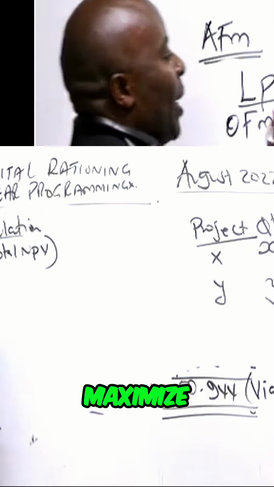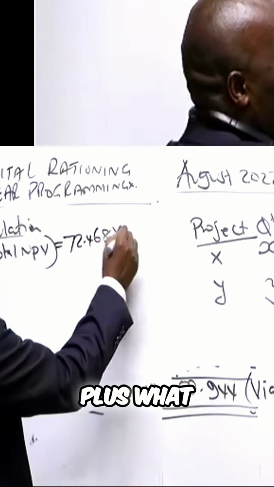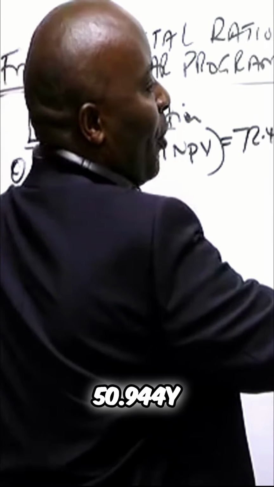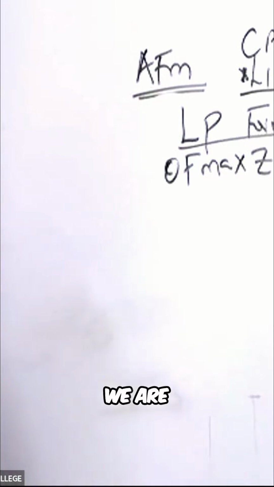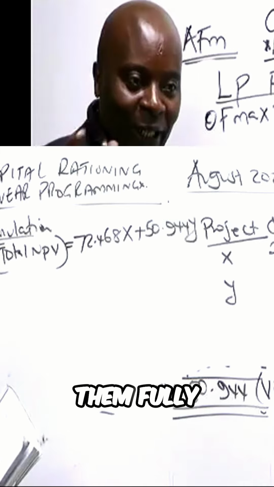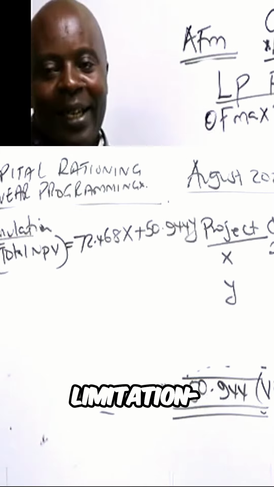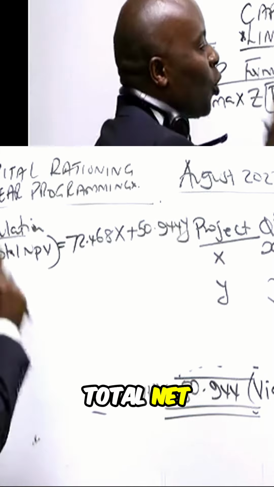So the objective function is to maximize the total net present value, which will be 72.468X plus what here, somebody? 50.944Y, like that. Because you see, we are implementing the two projects. What we are not sure of is whether we shall implement them wholly or partially, because they have told us here that the projects are divisible. But we don't know whether we are going to afford both of them fully because of capital limitations. So the objective function is to maximize the total net present value.